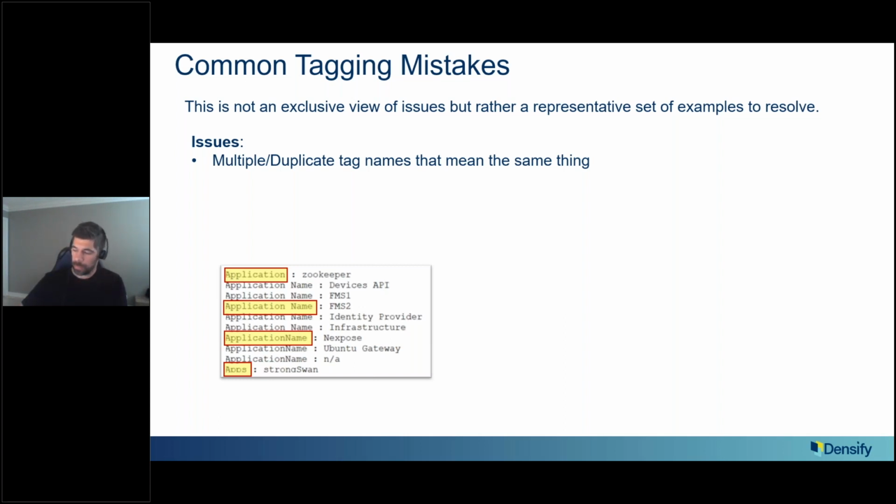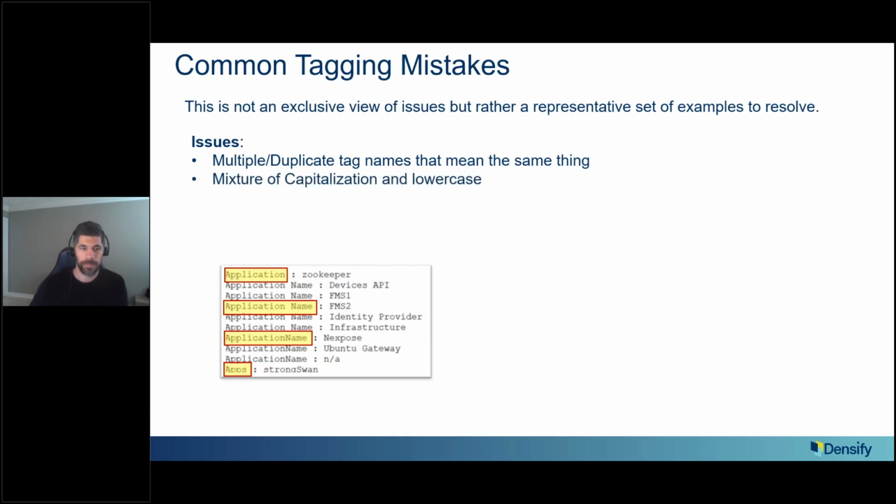This is where it's really critical, at the early stages if possible, to get this standardized so that everyone agrees, okay, we're going to only have one tag called application. Everybody's going to use it. It's going to follow a certain naming convention. It should be used by all teams.